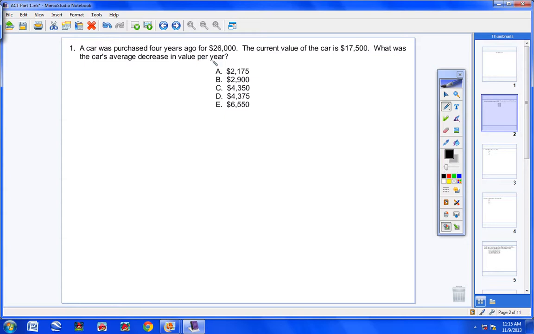All right. Now this is actually a pretty simple problem. Probably most of you know what to do, and some of you might skip this part of the video, and that's fine. That's up to you. But if the car started off being worth $26,000, and then 4 years later, which is what it says here, 4 years ago, so 4 years later, the car is now worth $17,500. I'm going to very quickly subtract and just see how much the car has gone down in value. If you subtract those two numbers, you will come up with $8,700. Now that's how much the car has decreased in how many years? 4 years. Does that make sense?